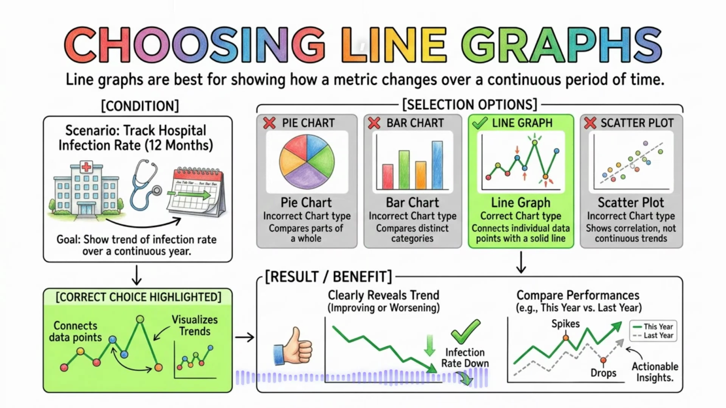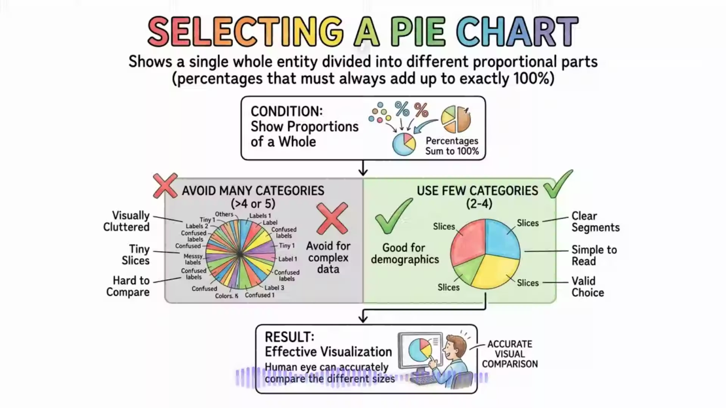You can even place multiple lines on the same graph to directly compare this year's performance against last year's historical data. If you want to show how a single whole entity is divided into different proportional parts, you will likely encounter the pie chart. A pie chart is a circular graphic divided into slices representing percentages that must always add up to exactly 100%.